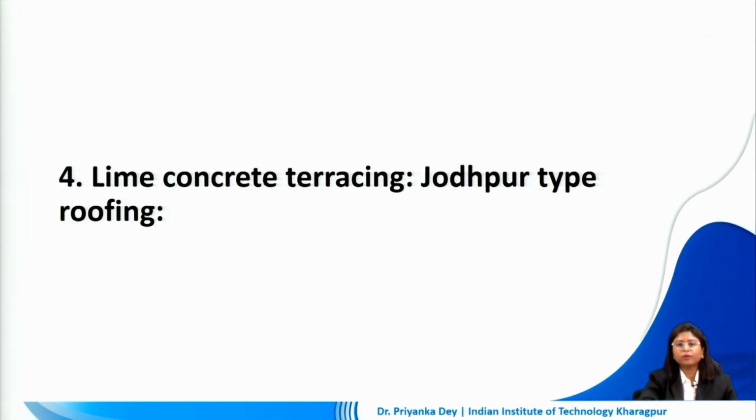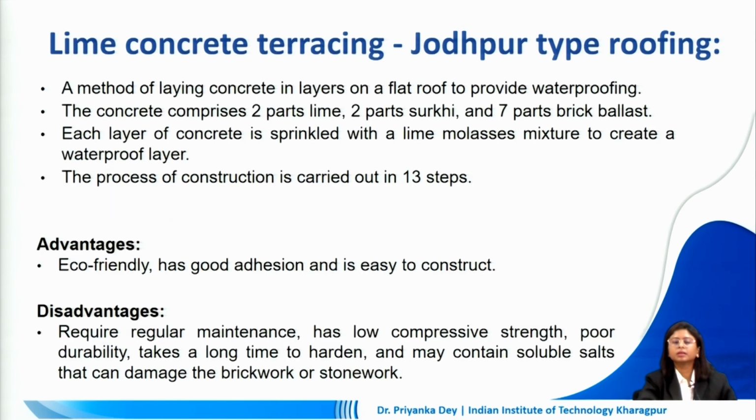The next type of terracing that we are going to study is called the Jodhpur type or the lime concrete terracing. It's a method of laying concrete in layers on a flat roof to provide waterproofing. In the Jodhpur type, the concrete that we use has 2 parts of lime, 2 parts of surkhi, and 7 parts of brick ballast. Each layer of concrete is sprinkled with lime molasses mixture to create a waterproof layer. This total process has 13 steps to be followed.